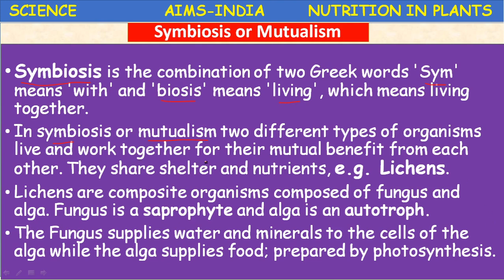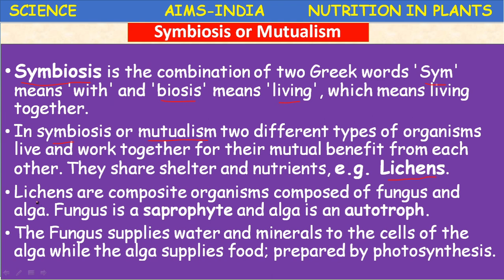In symbiosis or mutualism, two different types of organisms live and work together for their mutual benefit from each other. They work together to benefit each other. They share shelter and nutrients, sometimes protection also. For example, lichens.